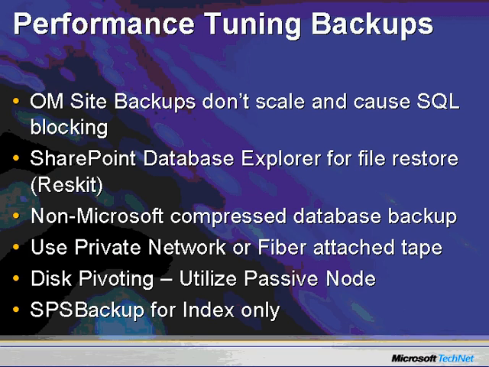Now we found we can continue to scale out by using some of these tips or tricks. Other options, I know there are networks that set up a private network. We're using a fiber attached tape on our passive node, so that it's not even hitting a network. And like I mentioned before, we're pivoting, using our passive node for backups, utilizing those resources instead of the primary resources on our active node. With SPS backup, you can back up your whole application. We've found if we use SPS backup, the primary thing to be backing up is our indexes. SPS backup is great for backing up the index because the index really can't be backed up any other way natively. There are third-party products that you can use to back up your index.